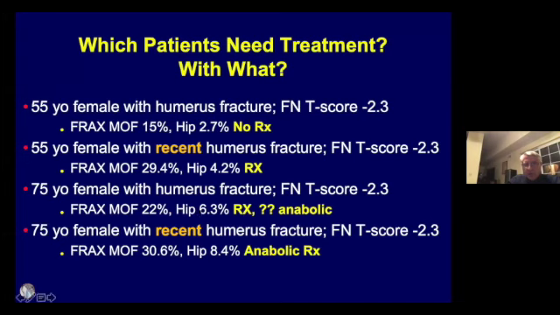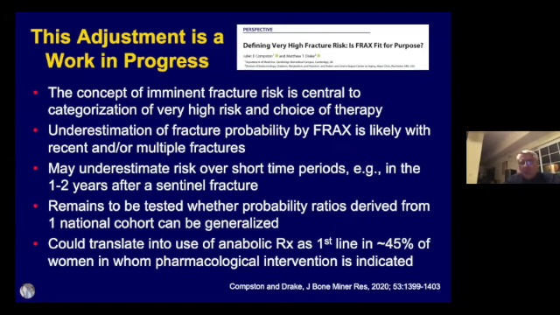And with the humerus fracture, MOF goes from 22 to 31. And I think then if we are going to implement this, this will clearly lead us to using a lot of bone anabolics. And as such, Juliet Compston and Matt Drake published this perspective on this in JBMR last year. Very briefly summarizing, the concept of imminent risk is indeed important when we're thinking about high risk versus very high risk and thinking about anabolics.